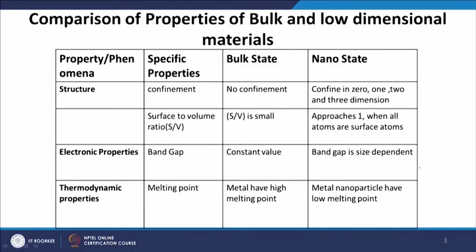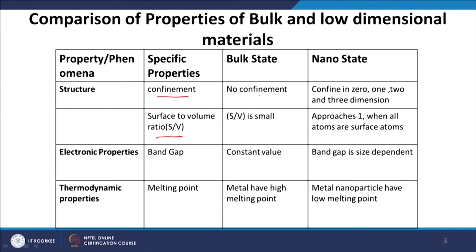Now, if we compare some of the important parameters or properties of the bulk material to the nano material, we can see that in some cases we get certain advantages over using a nano material over a bulk material. For example, in this table you can look here. The first property we are comparing is the structure. In the structure, the specific property is the confinement or surface to volume ratio. Surface to volume ratio is also called aspect ratio.